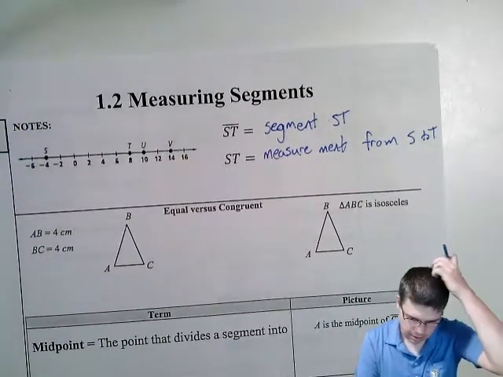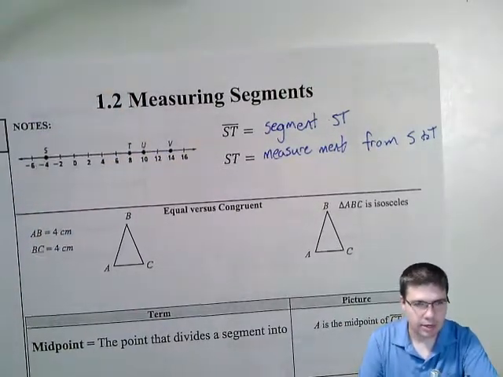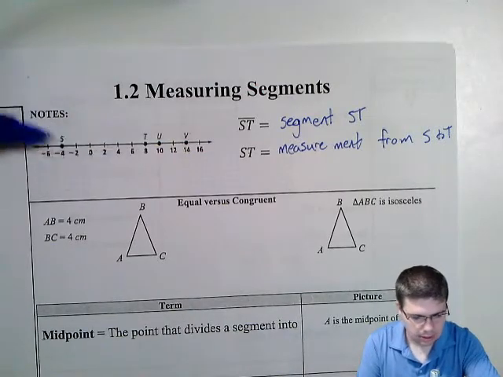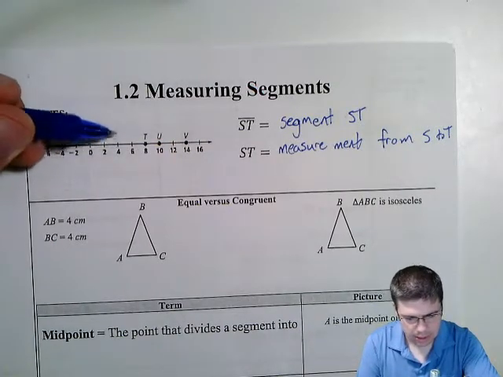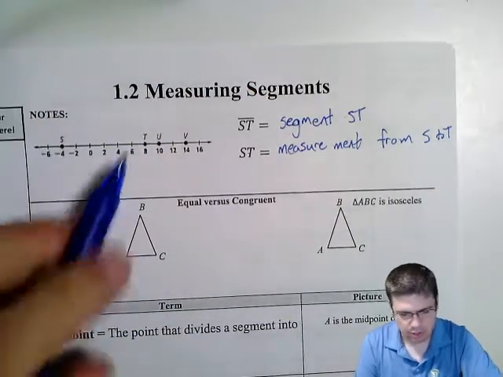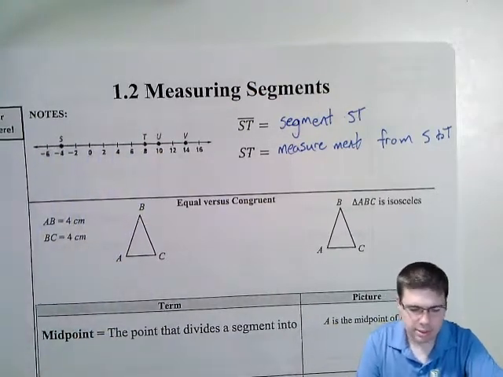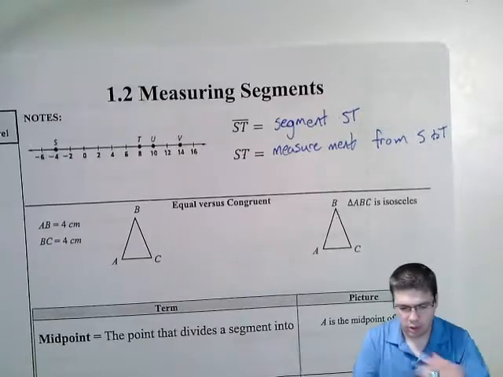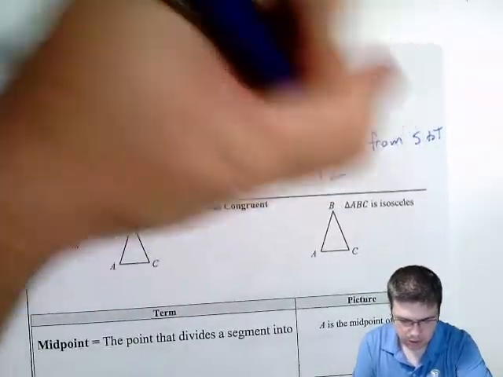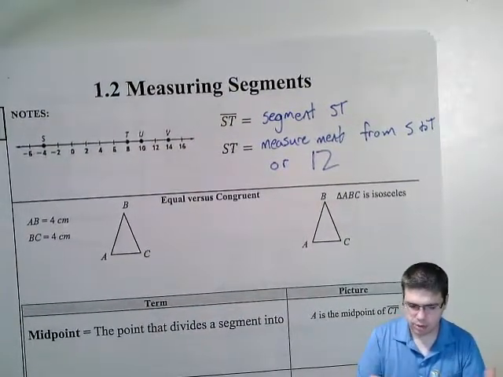So we can see here in this image, we're going from -4 on this number line to +8. If we count over, 2, 4, 6, 8, 10, 12. We can count it that way, or you can do some subtraction here, going from -4 to 8. So 8 minus -4 would give us +12. And so the measurement from S to T would be 12. So that's the difference between the segment itself and the measure of that segment.